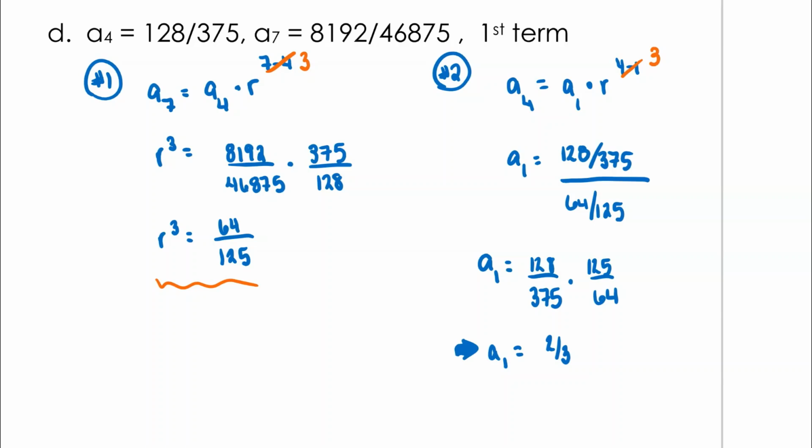So again, could we have found r? Sure, we could have found r if we wanted, but we didn't need to because of the terms that they gave us.